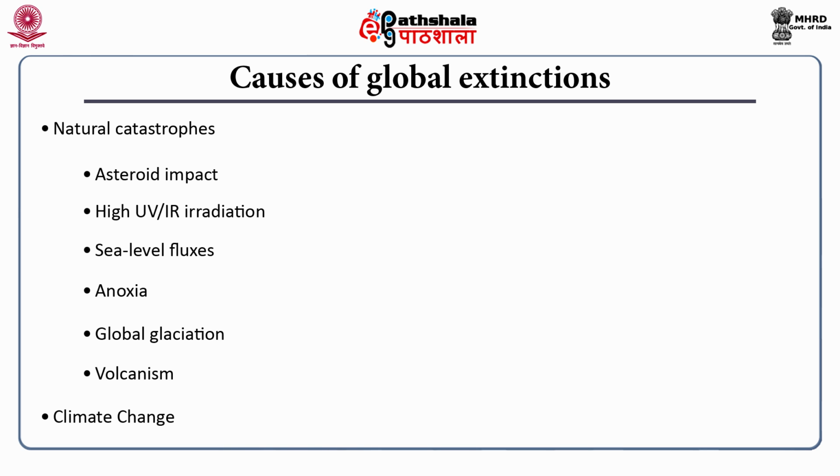For example, an asteroid impact would cause massive UV radiation while the asteroid is impacting a particular place on the Earth's surface, and after the impact the dust will be spewed all over the atmosphere. That will cause nuclear winter, which will lead to global glaciation, the cooling down. Global glaciation would cause sea level fluxes: global warming will cause the rise of sea level, while glaciation will cause a dip in the sea level. So, all these are interconnected, as is climate change.